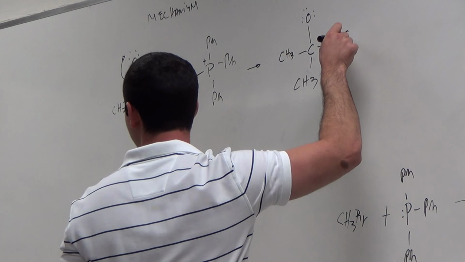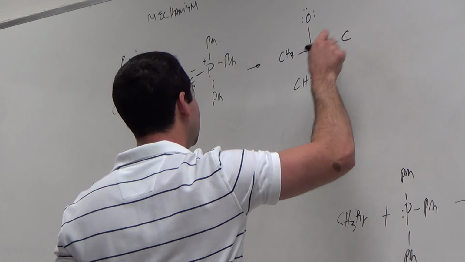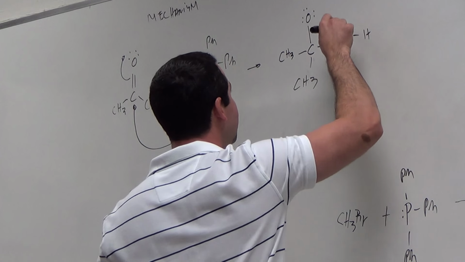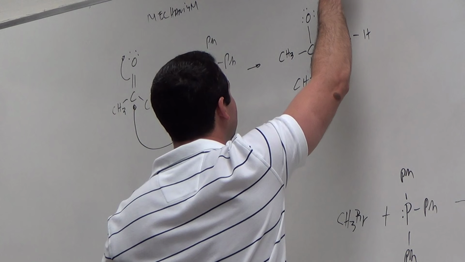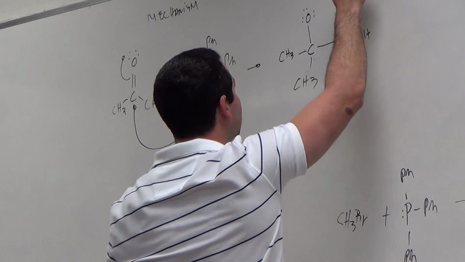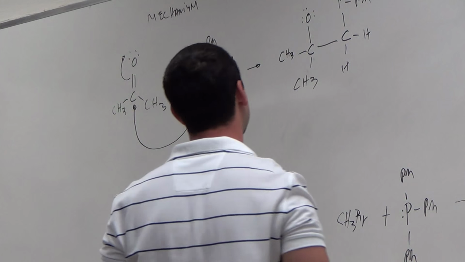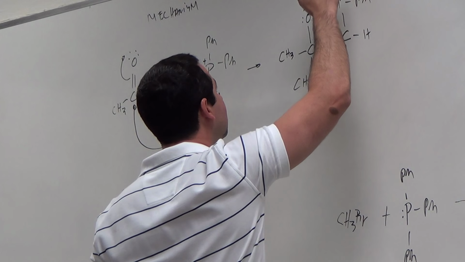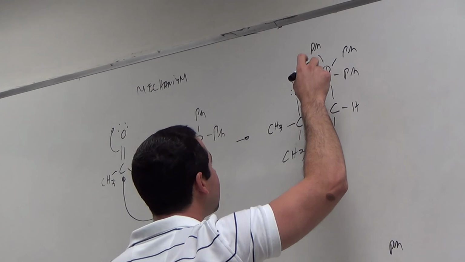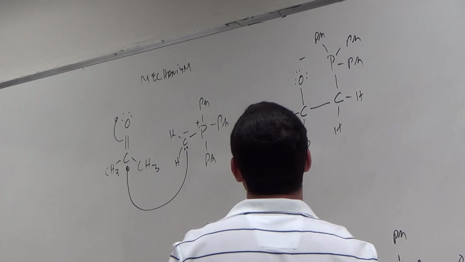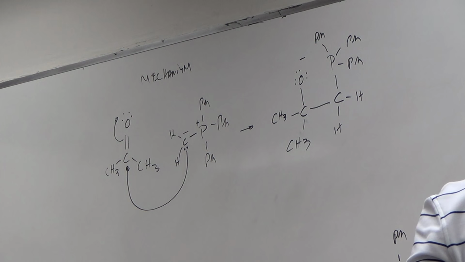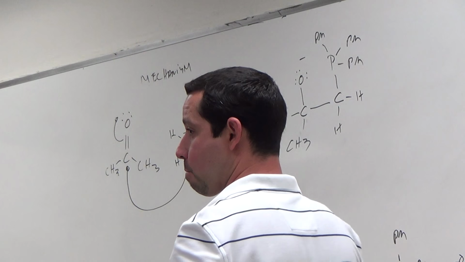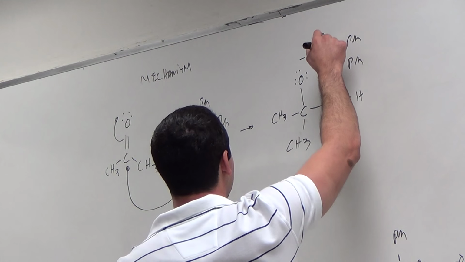Bond to a carbon, yes or no? That is bond to a carbon. And what is on this carbon? It's a hydrogen and a hydrogen and a phosphorus, right? The phenyls. A negative. Yes, there is a negative on the oxygen. Any charges on this phosphorus? Positive. Positive on the phosphorus.